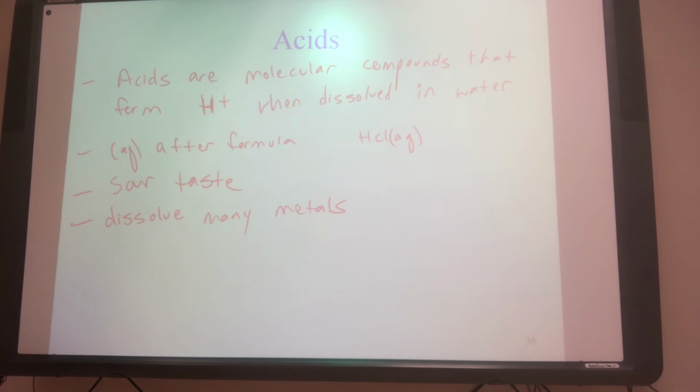And when we're looking at the formula, my formula generally starts with an H. For example, I've already written HCl several times. H2SO4, HF, starts with an H. Okay, so these are some general characteristics of my acids.